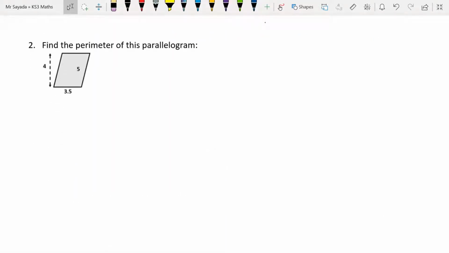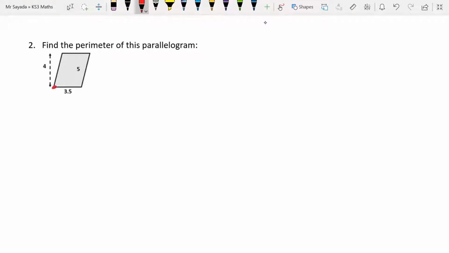Find the perimeter of this parallelogram. So the perimeter is, well, what is perimeter? Say your answer to the video. You should have said perimeter is the distance around a 2D shape. So let's do that again. Perimeter is, okay, so let's go around the 2D shape.